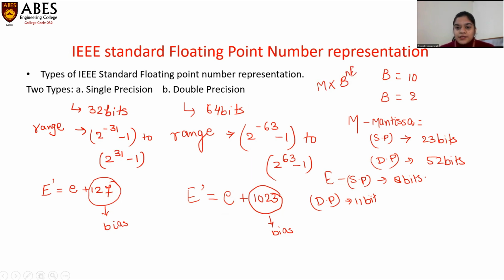So in case of decimal numbers, b will be 10. In case of binary numbers, b will be 2. Talking about mantissa, in single precision the mantissa should be of 23 bits. In double precision, it should be of 52 bits. Talking about the exponent, in case of single precision, it should be 8 bits, and in case of double precision, it should be 11 bits. So this is the basic difference between single precision and double precision.